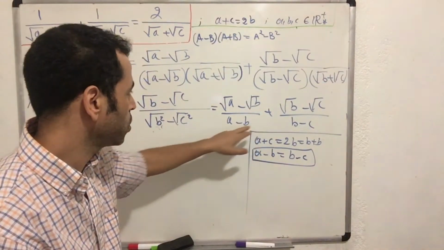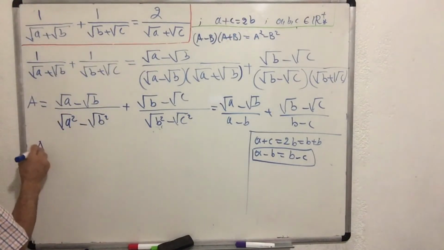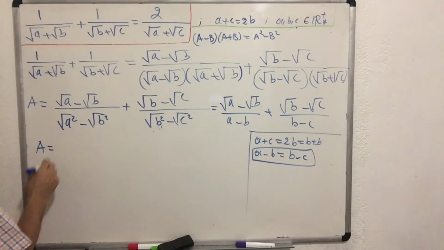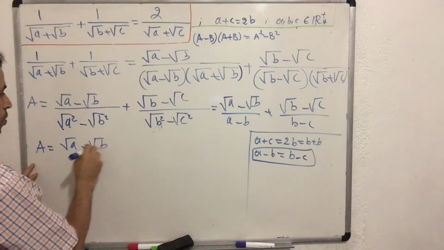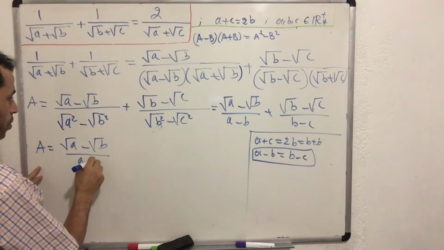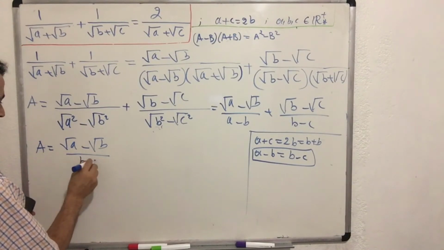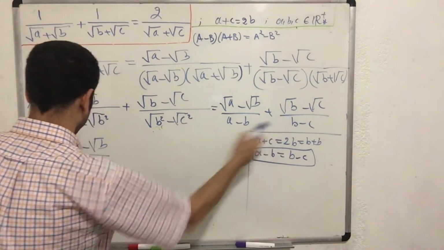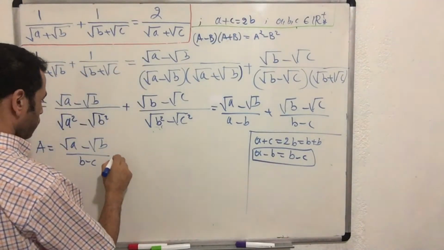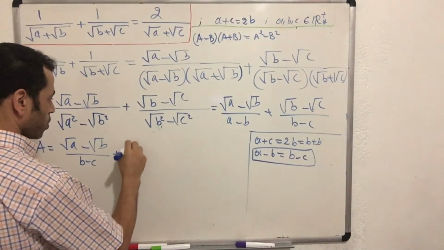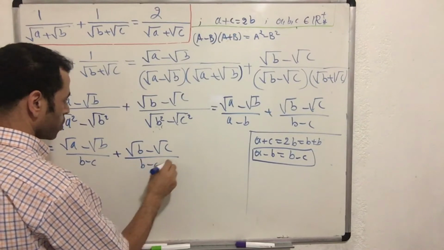Let's plug this into this fraction to see what it gives us. A equal square root of a minus square root of b over a minus b. Let's put it as b minus c, for example, because they are equal. So this one is square root of b minus square root of c over b minus c.